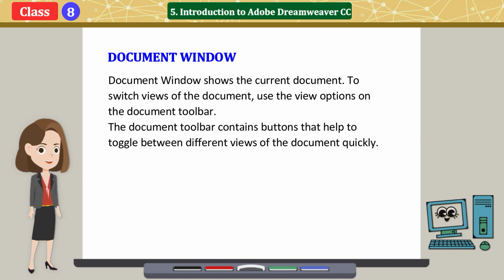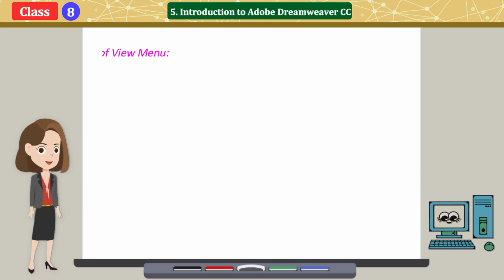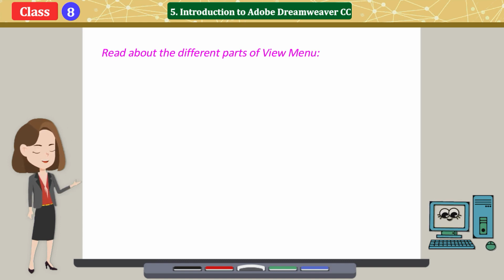Document window shows the current document. To switch views of the document, use the view options on the document toolbar. The document toolbar contains buttons that help to toggle between different views of the document quickly. Read about the different parts of view menu.